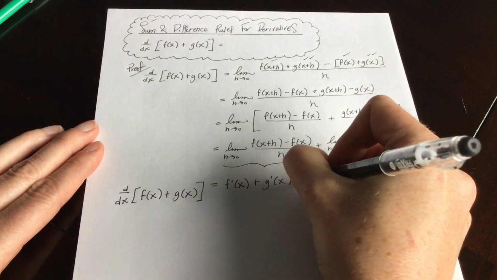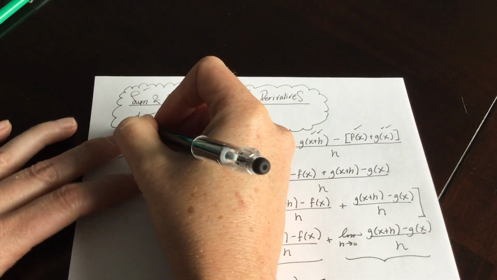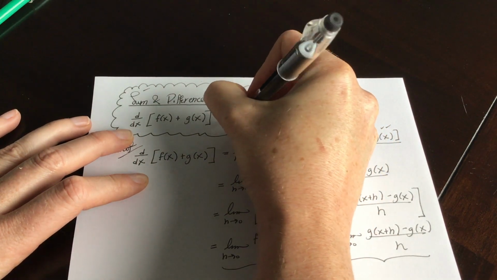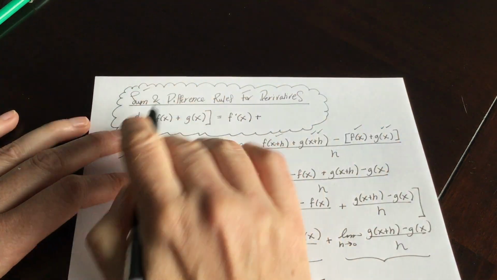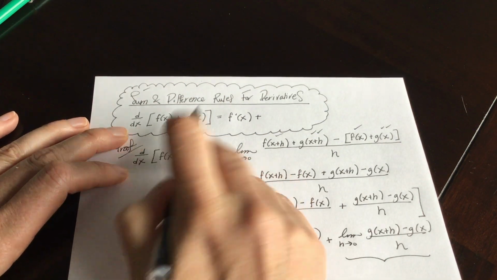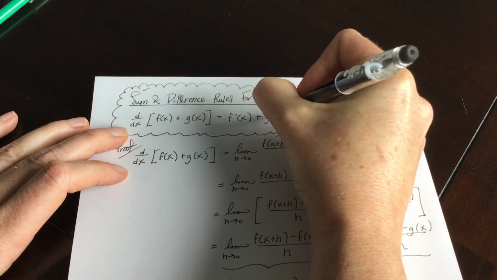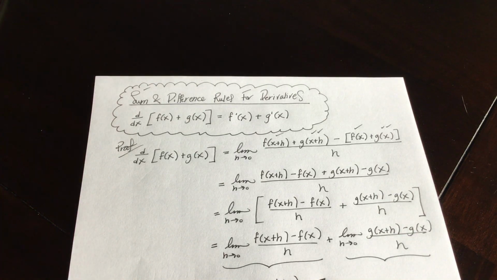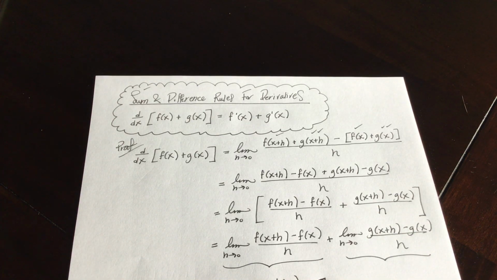So that's what you can do. And what's short for d dx of f of x? It's f prime of x. And short for d dx of g of x, that's g prime of x. There we go. Okay. Now that's the sum rule for derivatives. Just basically says that derivatives distribute over addition of two functions of x.